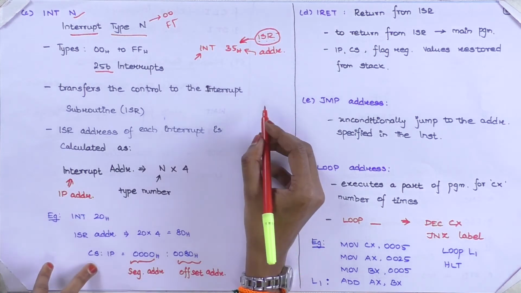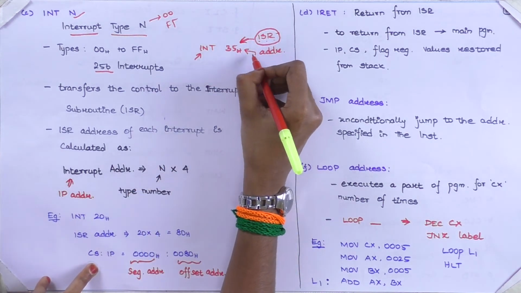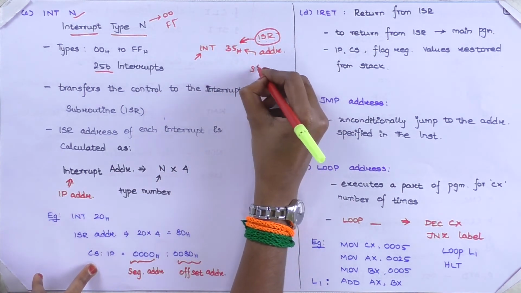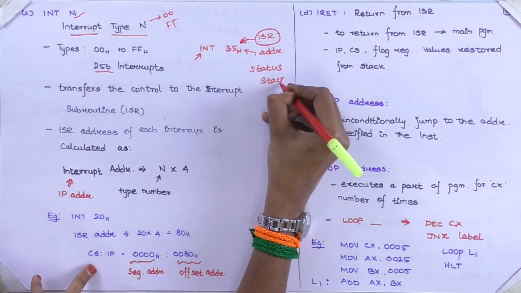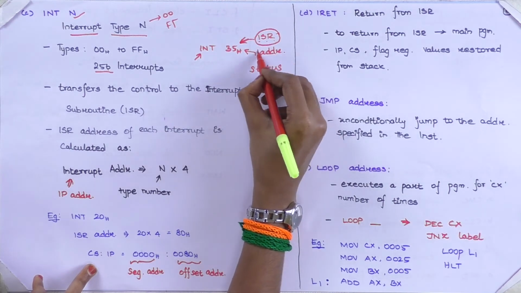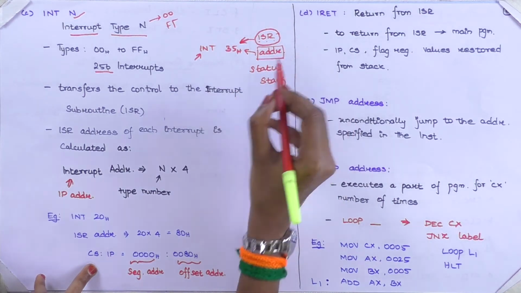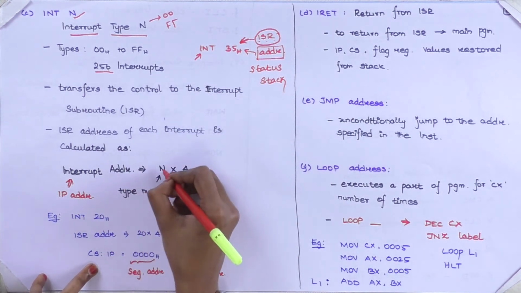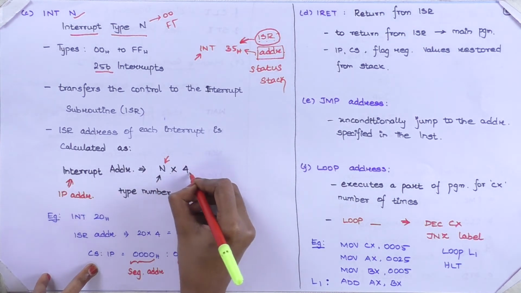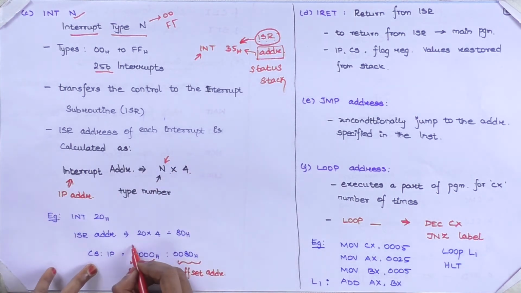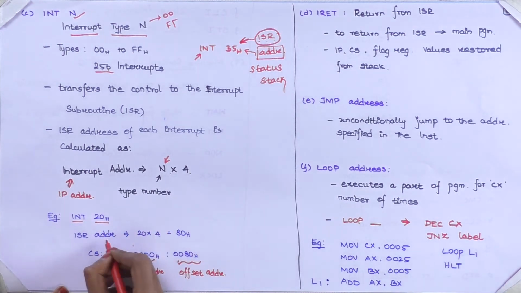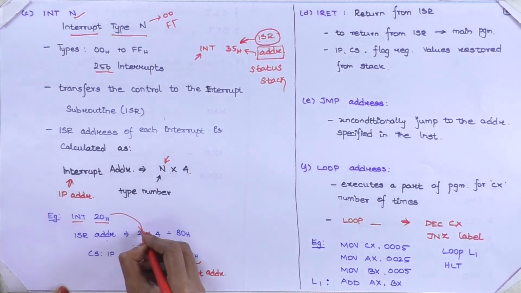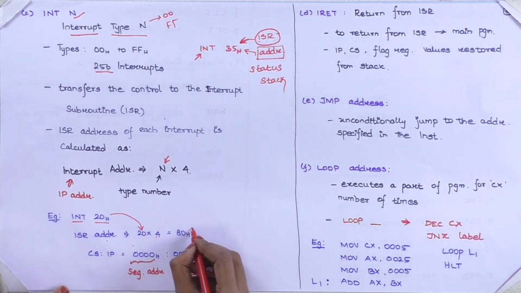Fine. Okay. So before it jumps to that particular location, all the status has to be stored in the stack. This we know already, fine. So now we will see how the subroutine address is calculated. The interrupt address can be calculated as type number into 4, okay. So for example, I have taken an interrupt INT 20. The interrupt address is calculated as type number, here it is 20 into 4, so we will get 80.